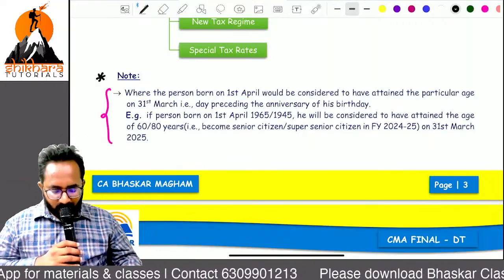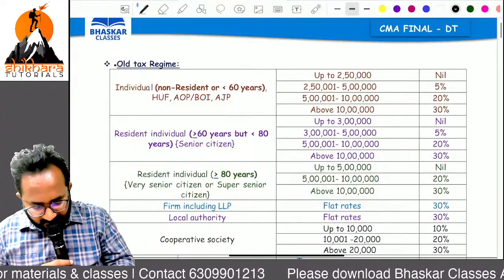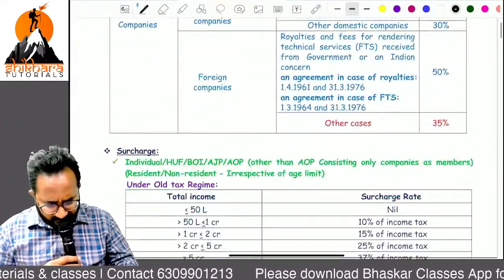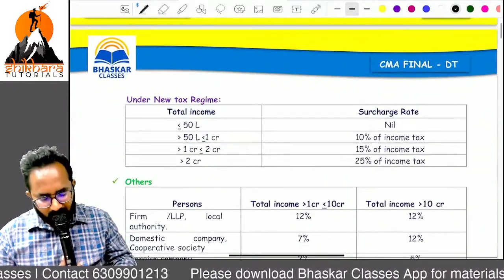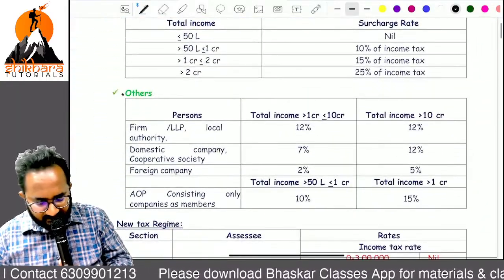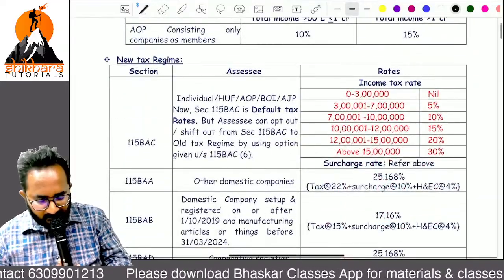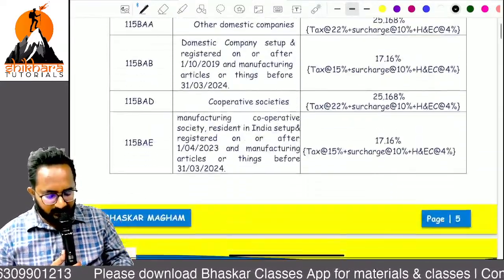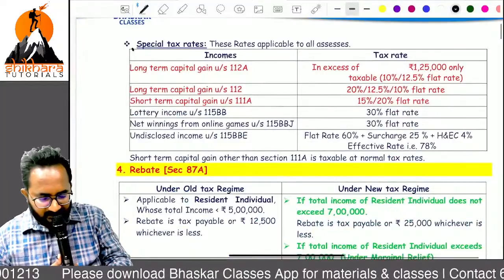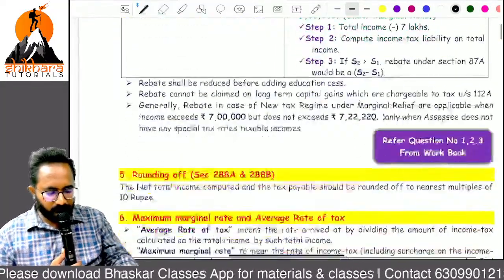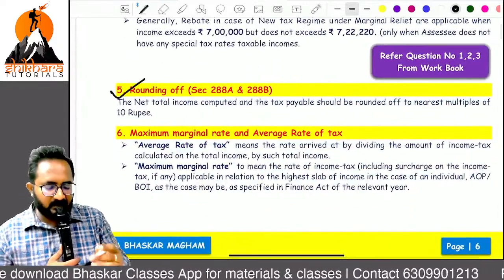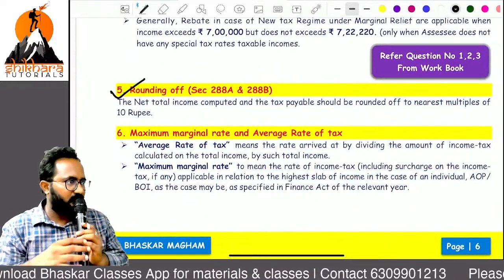next, we discussed the old regime tax rates, all tax rates we discussed, surcharge rates we discussed, other related tax rates, and we discussed the new regime also, special tax rates also we discussed, rebate also we discussed, rounding off of tax liabilities also, and total income also we discussed.